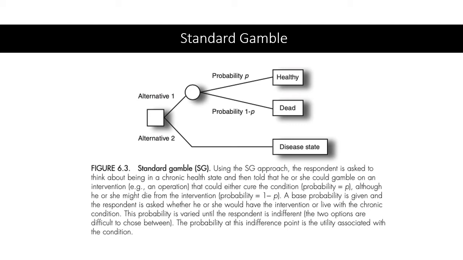The probability keeps on varying until there is a point called the indifference point, where it is difficult to choose between the two options. This indifference point is the utility score for this condition. So this is how, through the standard gamble method, the utility score is calculated.